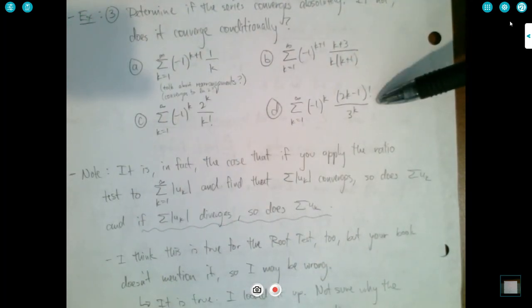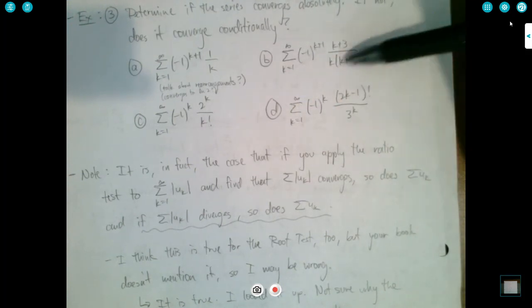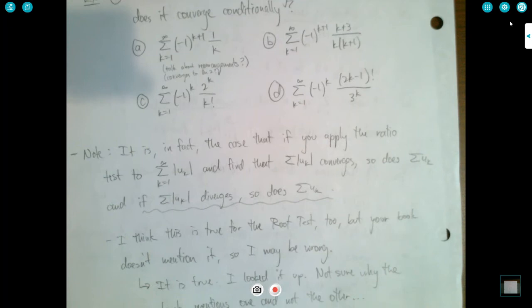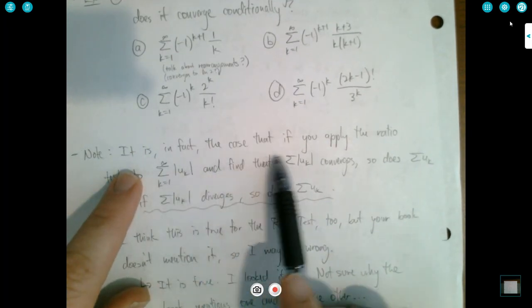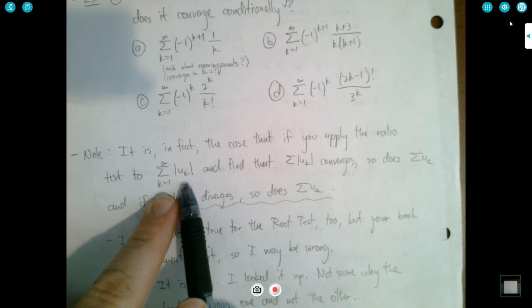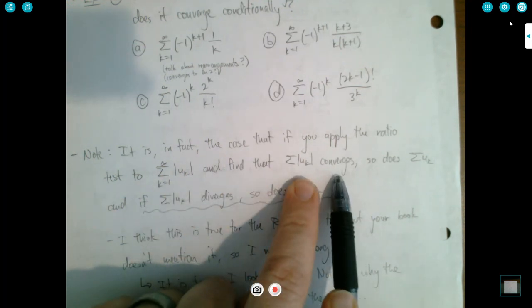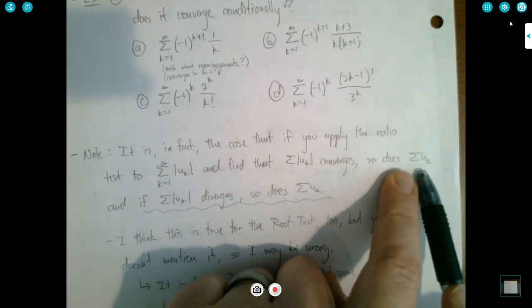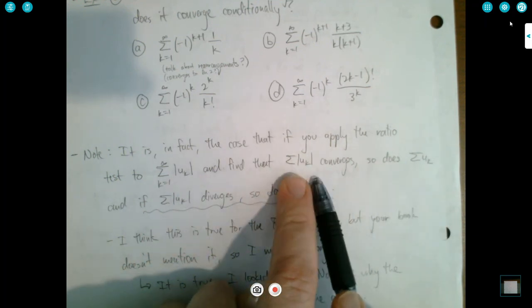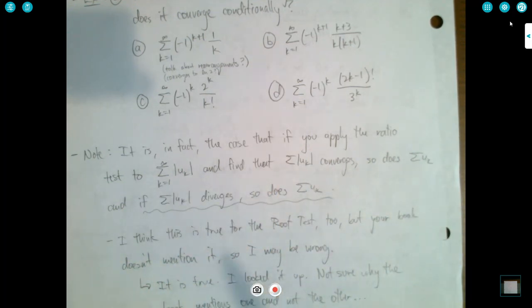And sure enough, found out that even the alternating series was divergent. And so that turns out to be true in general. So it is in fact the case that if you apply the ratio test to the series of absolute values, and you find that the series of absolute values converges, then so does the original series, right? That's obvious because an absolutely convergent series is convergent. But here's what's new.